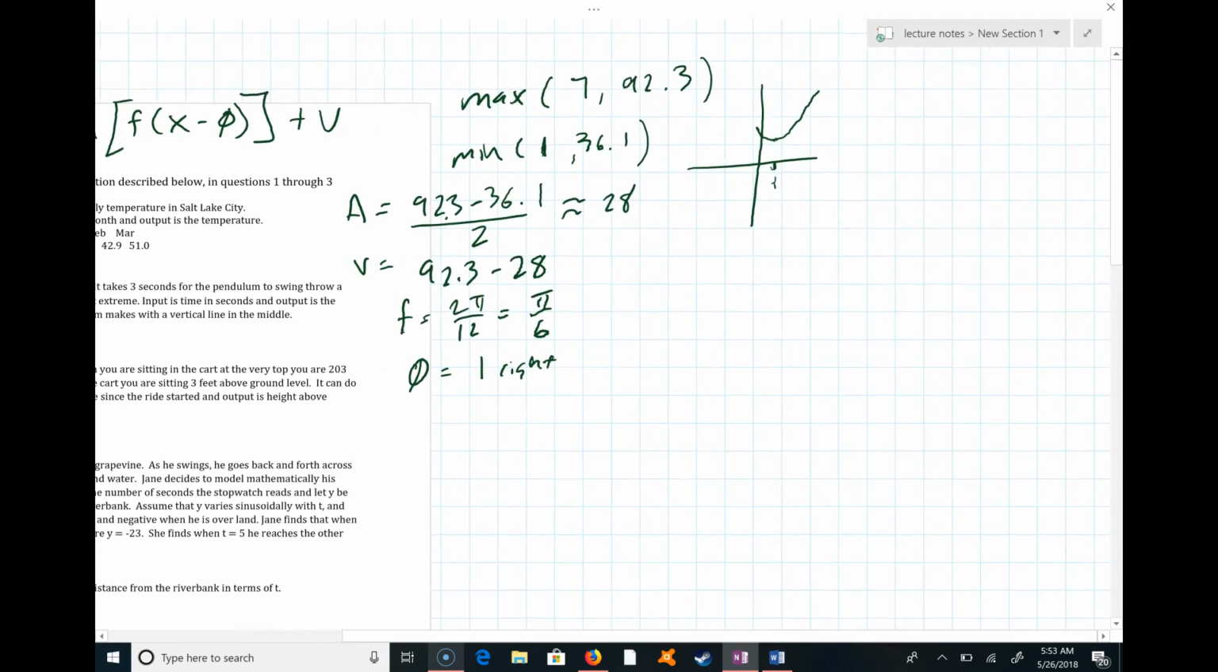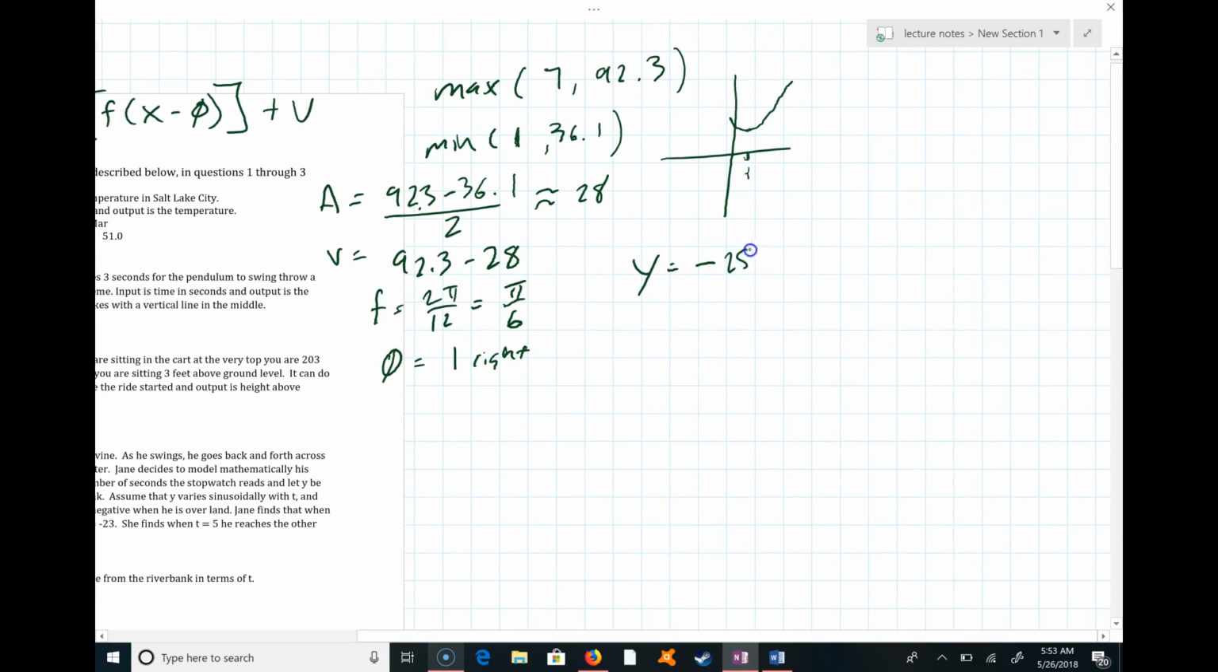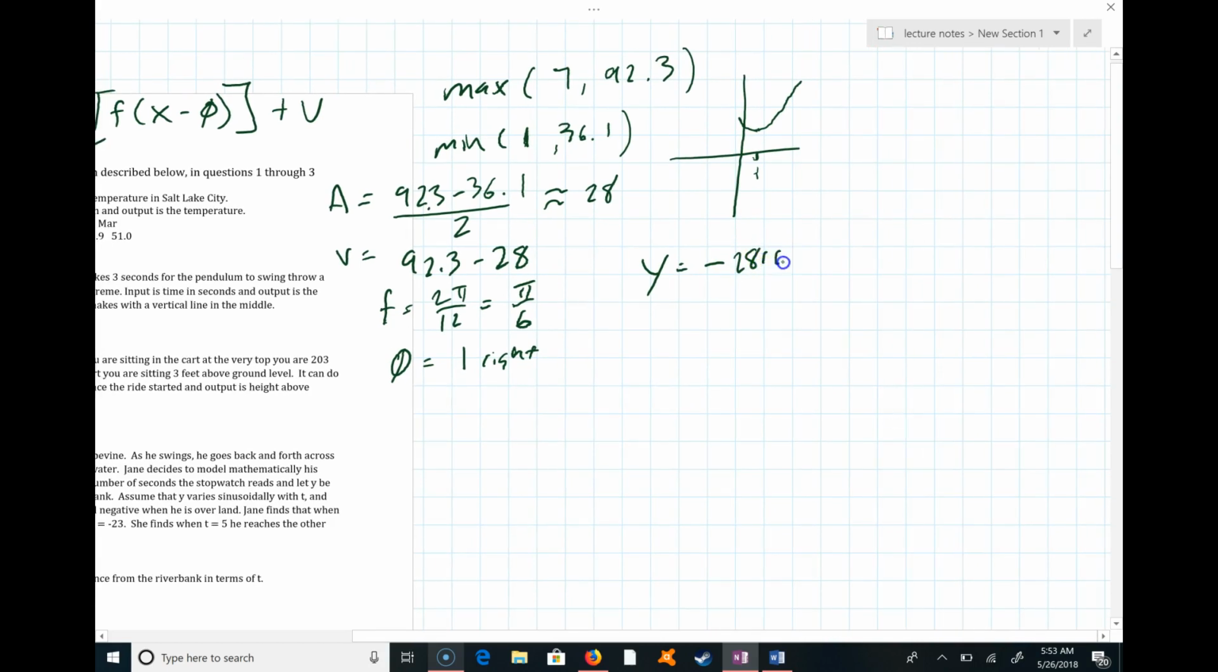So with all that information, we're going to go y equals, we'll put a negative out front because we want negative cosine because we're shifting to the bottom. And we'll put the 28 out front. And then cosine, frequency is pi over 6. And my phase shift is 1 because I want to go to the right. And the vertical shift is, let's see, what is it? I didn't do that, did I? So that'd be 64.3.